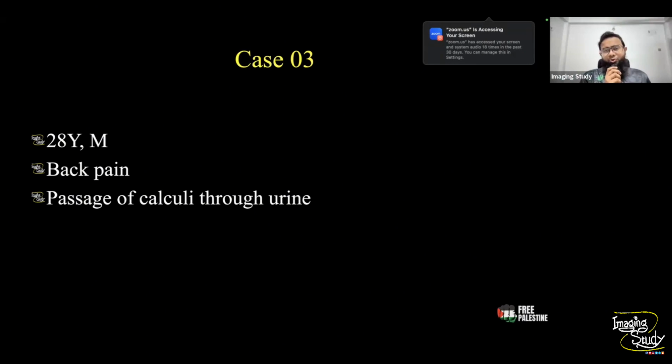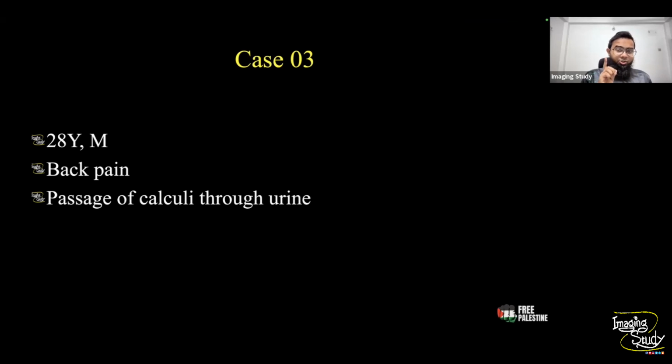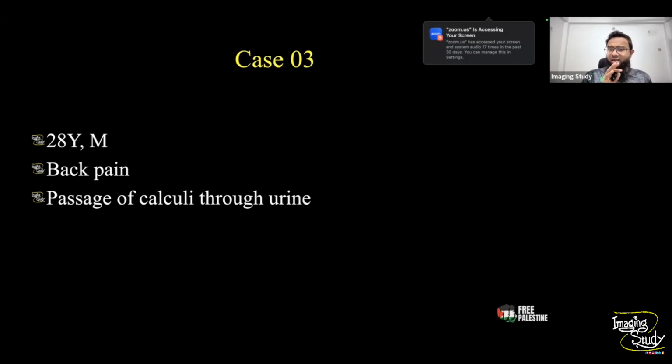So let's jump into case number 3. This is a 28-year-old male patient who came with back pain. And there was a history of passage of calculi through urine. So that took our attention, because whenever a patient complains about urinary passage of calculi, it's really a disgusting case, because we have to trace the whole of the ureter. You have to search for the urinary bladder calculus. You have to search for the renal calculus. So it's quite not friendly.